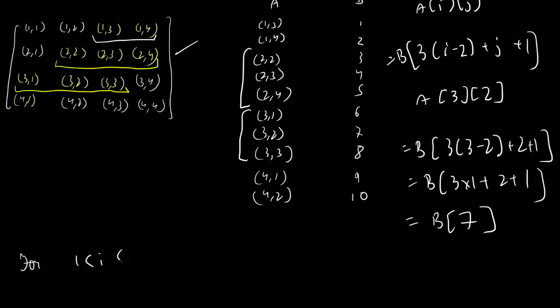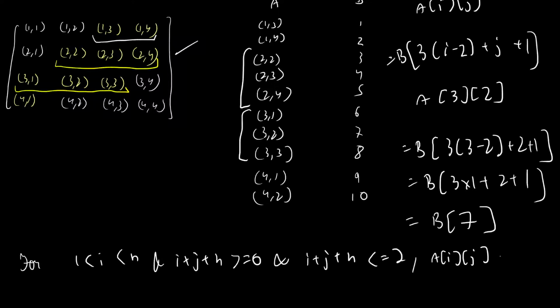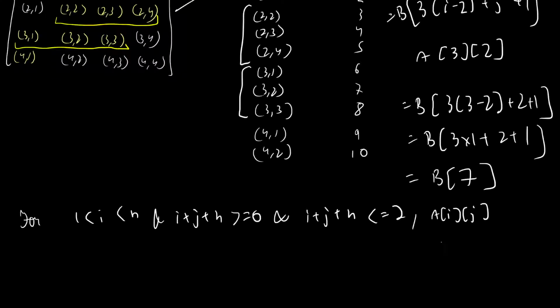So for 1 less than i less than n, and the other condition, i plus j plus n greater than or equal to 0, and i plus j plus n less than or equal to 2, the formula would be this: aij will be equal to b 3 times i minus 2 plus j plus 1.